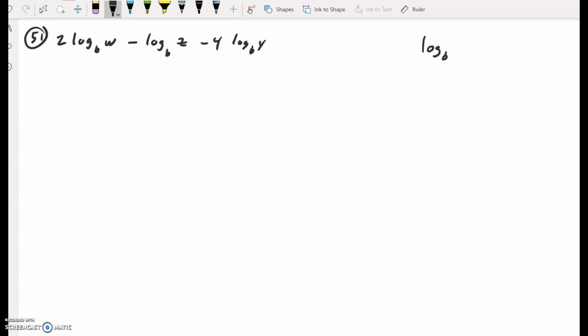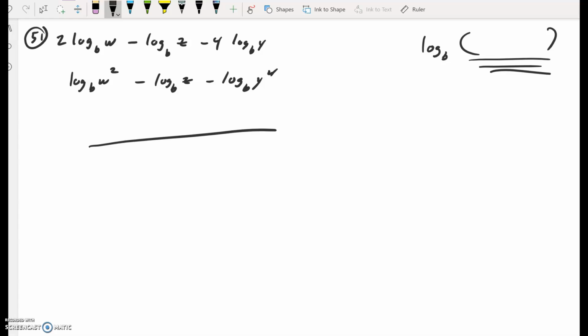We're asked to use those same properties that I had on the last problem to rewrite all these separate logarithms as a logarithm base b of one big thing. So we're going to kind of do things in the reverse order. So we know that this first logarithm can be thought of as log base b of w squared minus the log base b of z minus the log base b of y to the 4th. So we have the log base b of w squared. Well, let's write it differently than that. We're going to have the log base b of, and now I'm imagining a fraction with w squared on the top. That's going to give us this, and z times y to the 4th on the bottom.